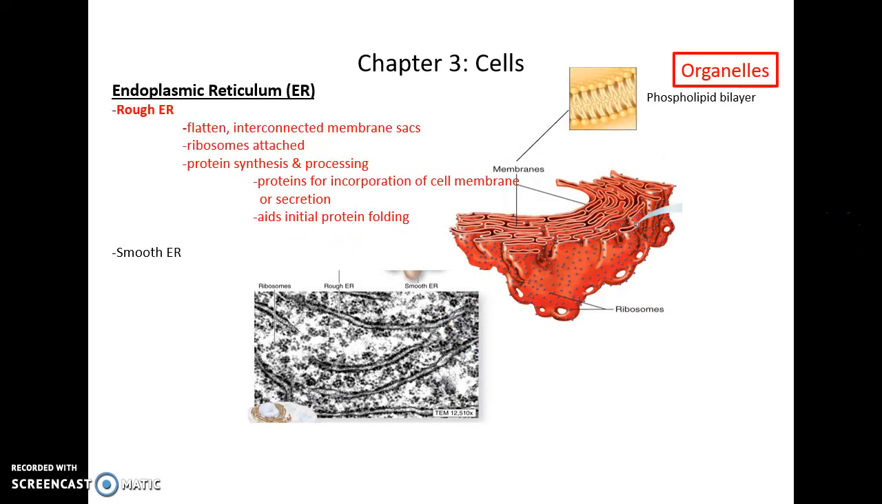Ribosome, the rough endoplasmic ER. The rough endoplasmic ER is flattened interconnected membrane sacs that are located throughout the cytoplasm. They are attached to ribosomes. This is what makes them rough or bumpy looking. And they're involved in protein synthesis and processing. The ribosomes make the proteins. The rough ER will then help the proteins to fold, will help to modify the proteins, and then send them on to the Golgi apparatus.